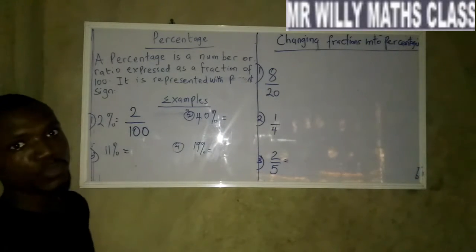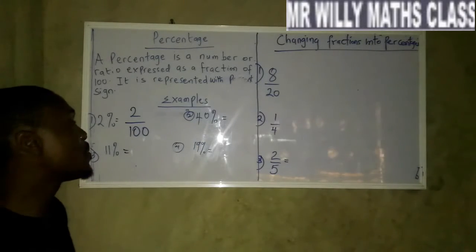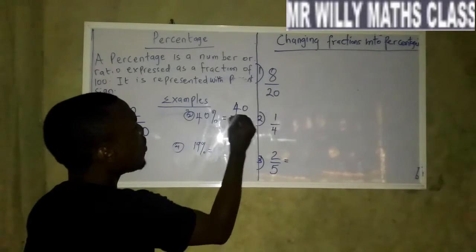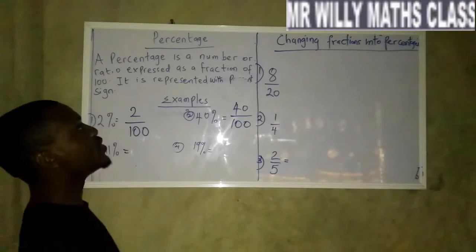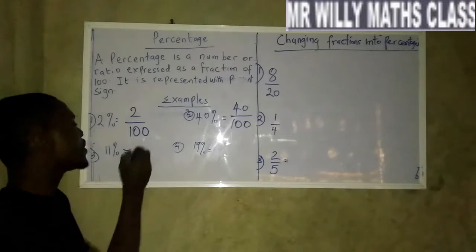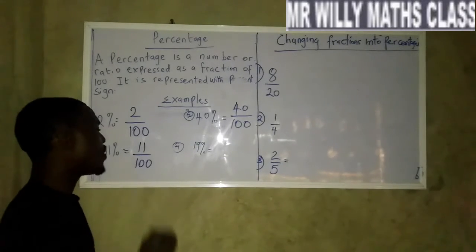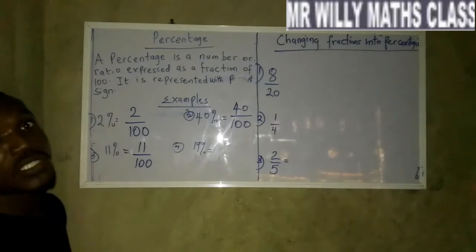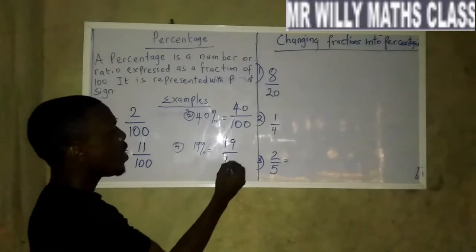Now, let's move to example 2. If you look at example 2, we have 40%. What does 40% stand for? It simply means 40 over 100. Now, let's move on to the third example. We have 11%. 11% means 11 over 100. And the last example that we have on the board is 19%. What does 19% stand for? It simply stands for 19 over 100.